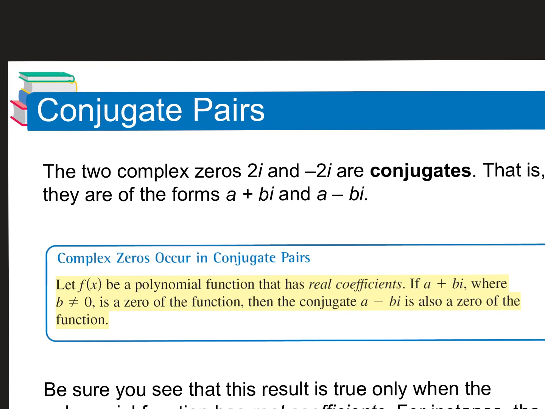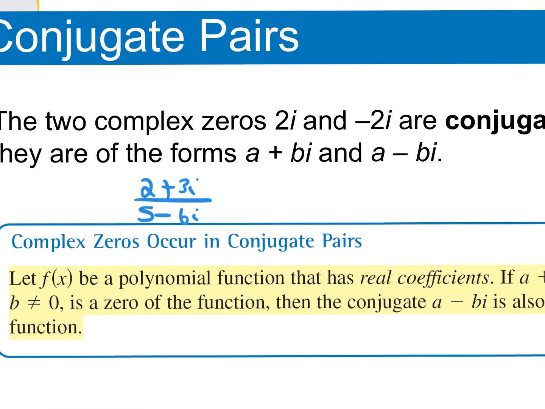If you had something like (2 + 3i) over (5 - 6i), what's the problem here? The i in the denominator. So we had to multiply by 5 plus 6i, right? And when we multiplied by the complex conjugate, the i's canceled out. So that's what we're going to talk about today.